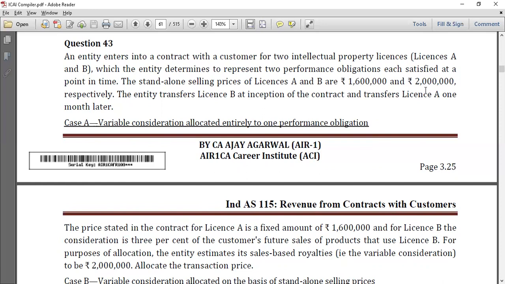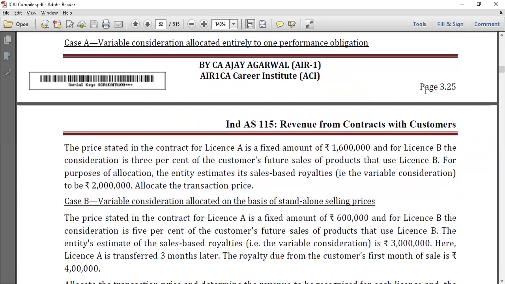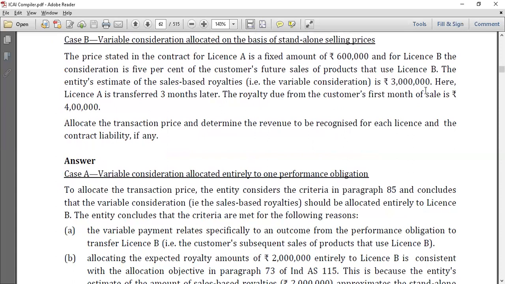Now allocate the transaction price. Simple. In the first case, license A price is 16 lakhs, and license B price is 3% of the future sales. You don't know how much the future sales will be, but the estimated royalty is 20 lakhs. You know that license B will be transferred at the contract inception only. Now we have to allocate the transaction price.